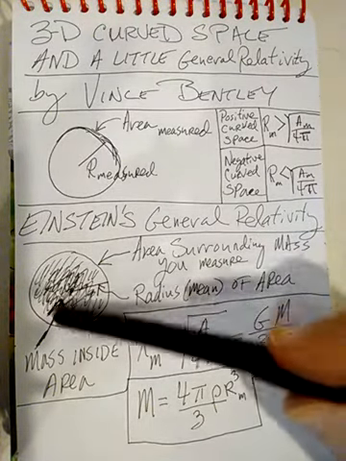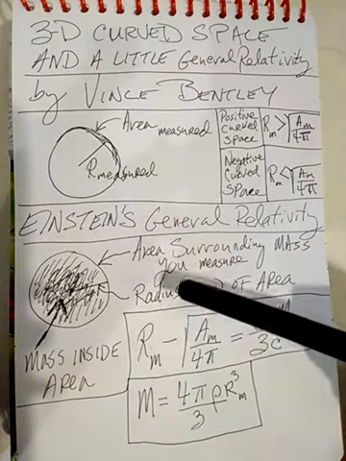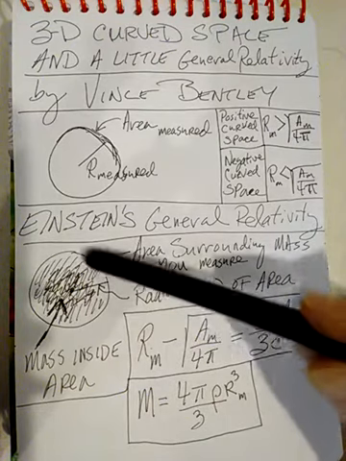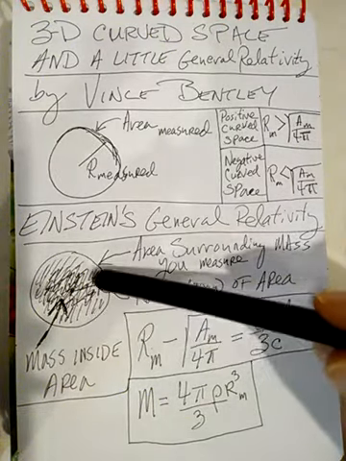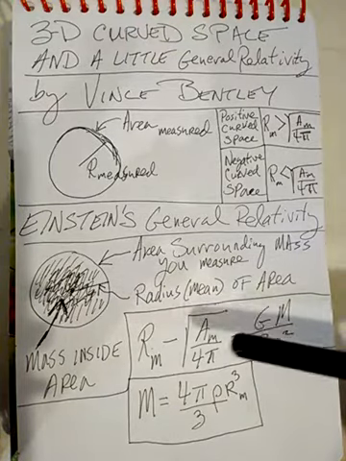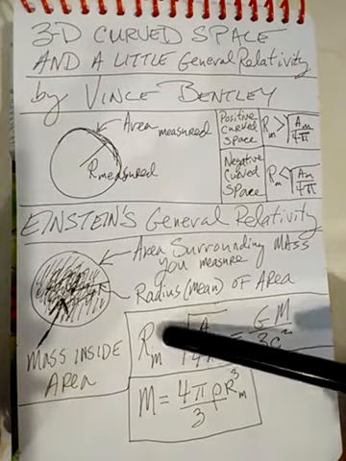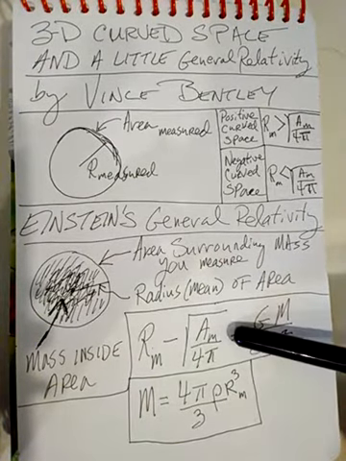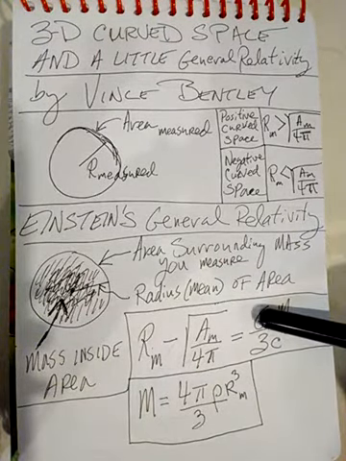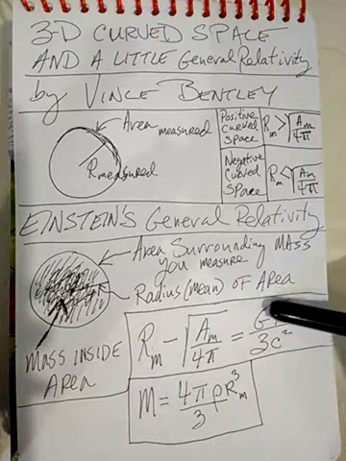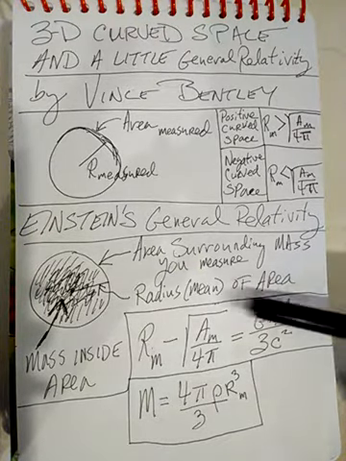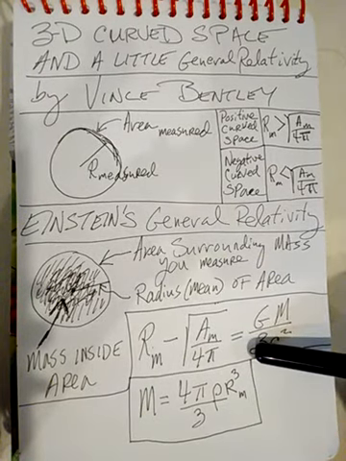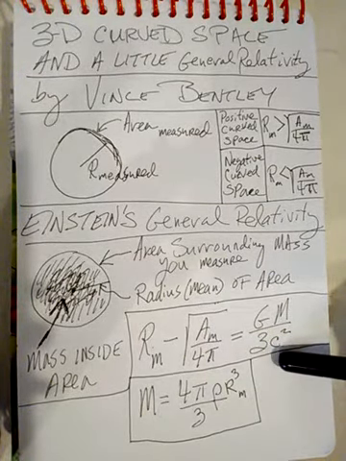And what Einstein said was that if you take your measured mean radius minus the square root of the area of the region in space, divided by 4 pi, it will equal G, which is 6.67 times 10 to the minus 11, the gravitational constant, times the mass that's inside the area that you're measuring, divided by 3 times the speed of light squared.